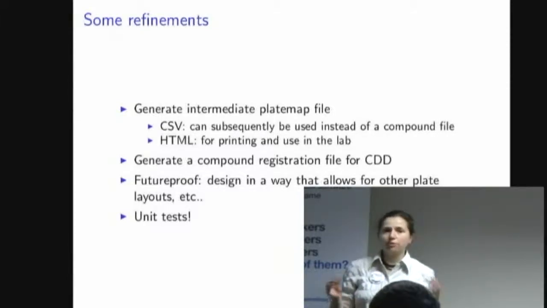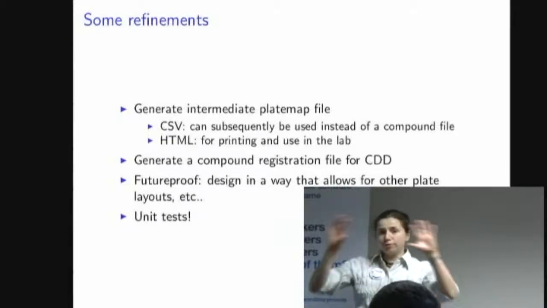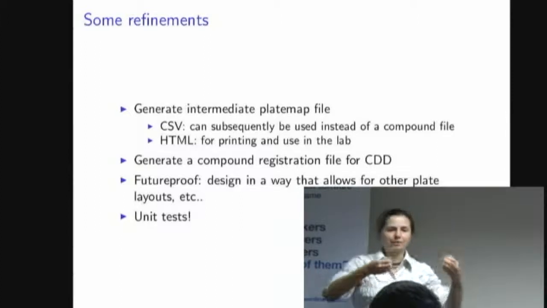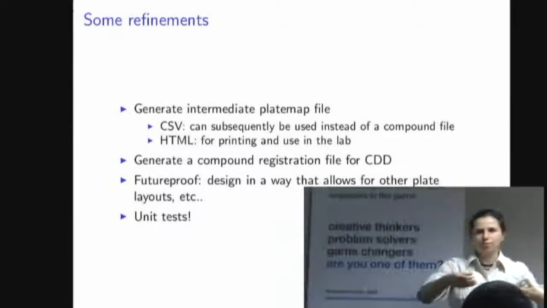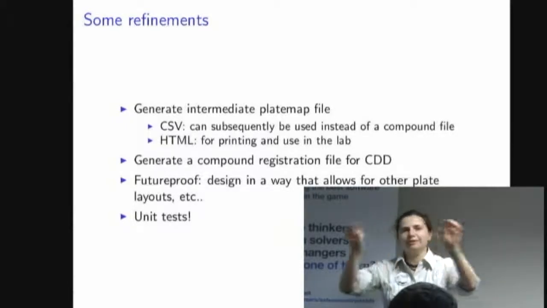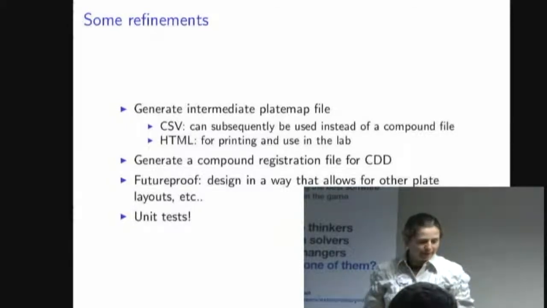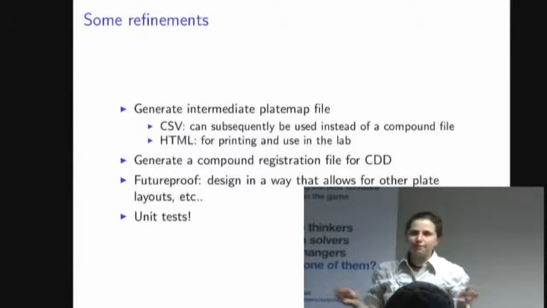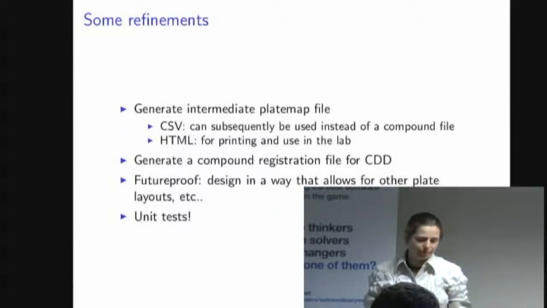It means that in theory, you can use a completely generic layout if you want to, just by providing your own plate map file. The script also generates an HTML version of that metadata layout so that the researcher can print that out and take it to the lab and use it as a reference for using the plate reader. Because previously, she just used a handwritten grid on a piece of paper. Something which I recently added was also generating an additional file for CDD for registering the compounds, which is a slightly different format, but that's also relatively simple to do if you have the compounds.